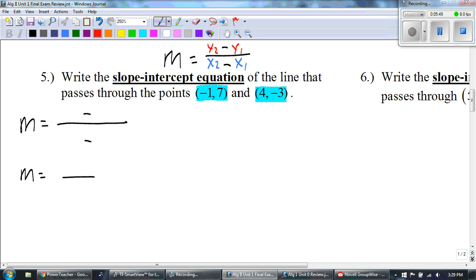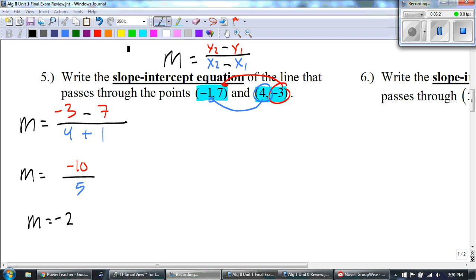Okay, so I start with the -3, -3 minus 7, and on the bottom we have 4 minus negative, and when I minus a negative, I'm really adding 1. So -3 minus 7 is -10, 4 plus 1 is 5, and then -10 divided by 5 is -2.